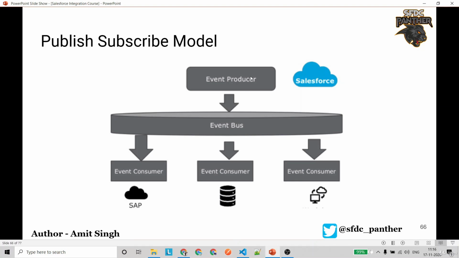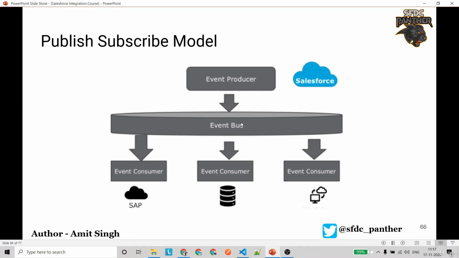Now you see that in the event we have three main things. One is event producer, one is event bus, and then we have event consumer. Event producer will produce the event. That event might be any sort of notification, any email, any text message. Event bus is something by which our message travels.